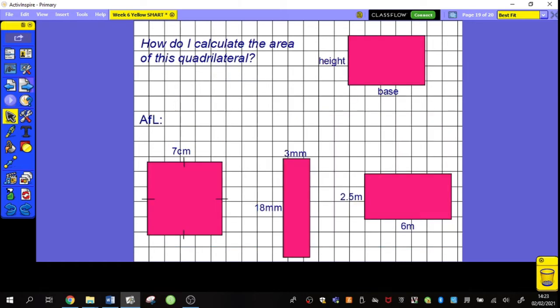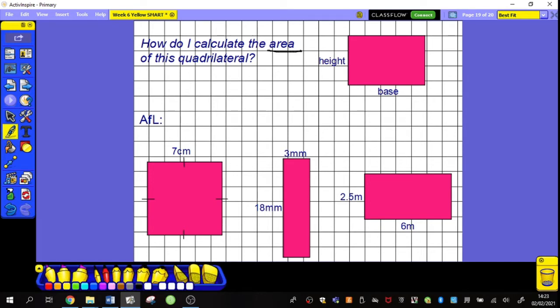So first of all, how do I calculate the area of a quadrilateral? Well, the first thing I need to do is I need to understand what area is. Now, area is just the space inside a 2D shape. The space inside a 3D shape, for example, any shape you can pick up would be called volume, and we will cover that after half term. We're just looking at area, so we're just going to be looking at 2D shapes. 2D shapes are drawings on a piece of paper that you can't physically pick up the shape.